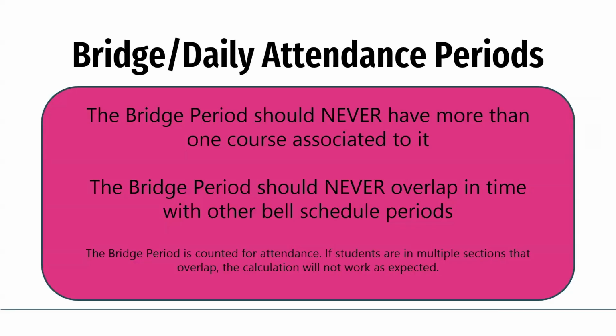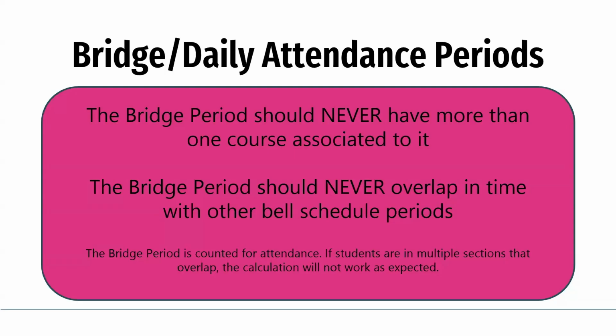More on bridge periods. The bridge period should never have more than one course associated with it, and it shouldn't overlap in time with other bell schedule periods. Because, as Lindsay said, what the bridge period does is bridge your meeting attendance to the daily attendance in order to make that calculation. And if students are in multiple sections or multiple courses during the same bridge period, that can really cause wonky things to happen for attendance calculations.